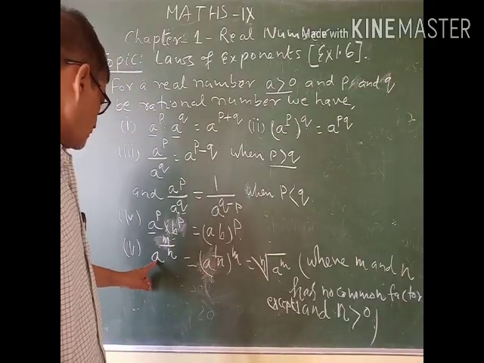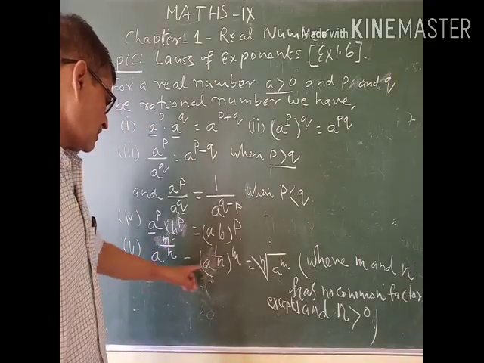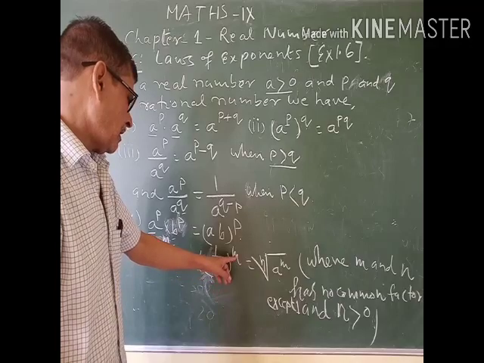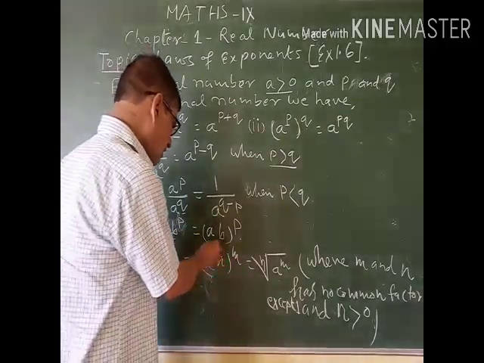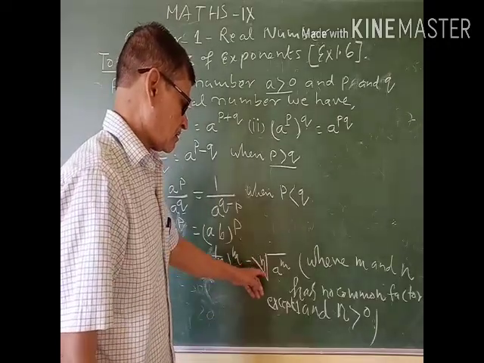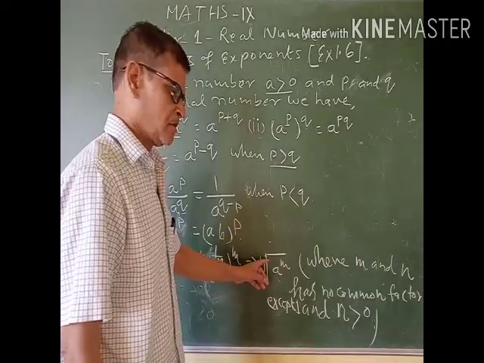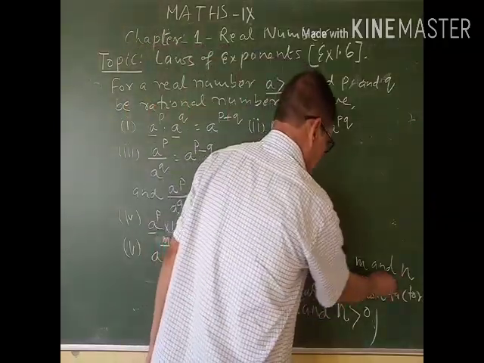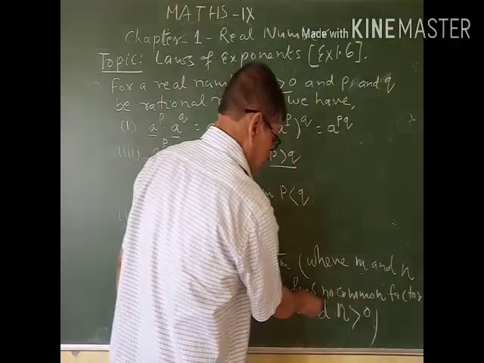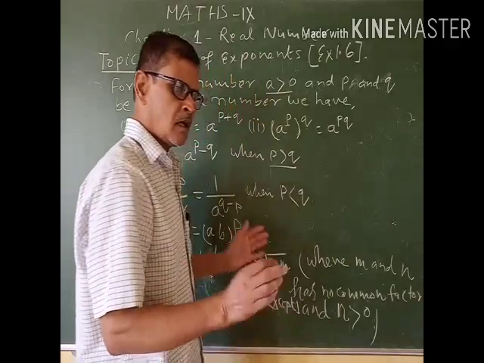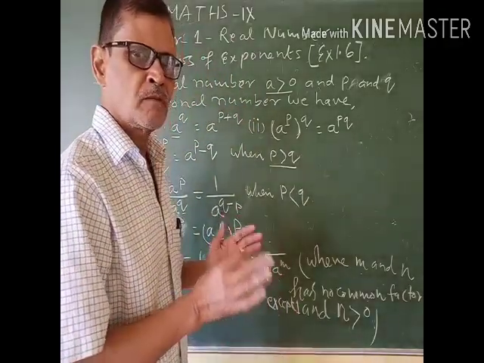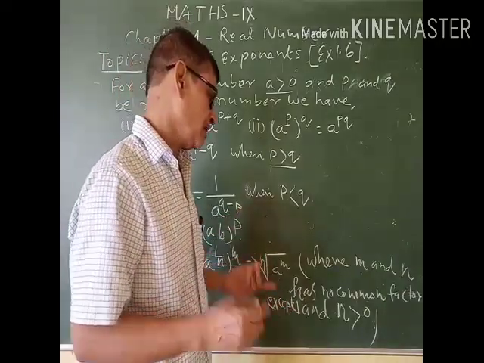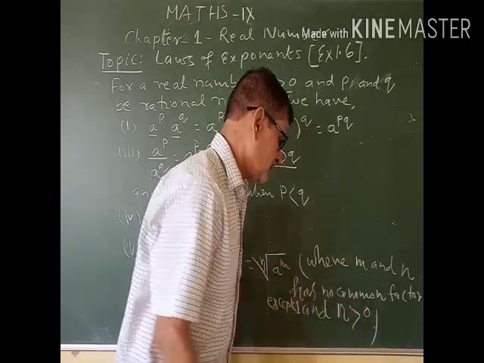Fifth law is a to the power m by n. This can be written as a to the power 1 by n in whole power m. And this is called nth root. You can write it in the form of surds, nth root of a to the power m, where m and n have no common factor. Between m and n there should be no common factor, only 1 can be. 1 is common factor everywhere and n is greater than 0.